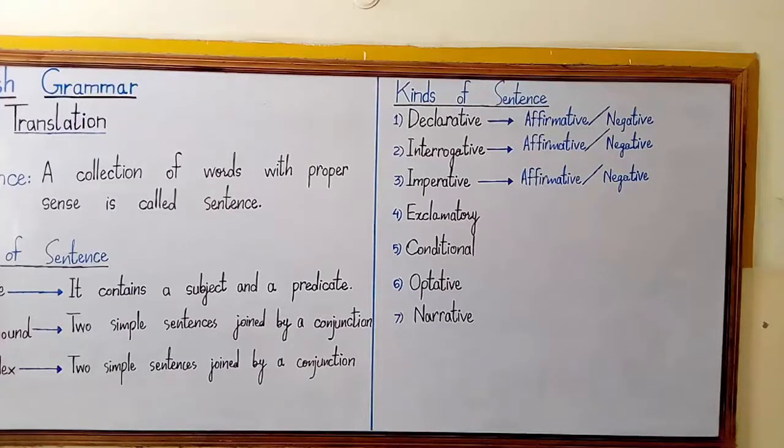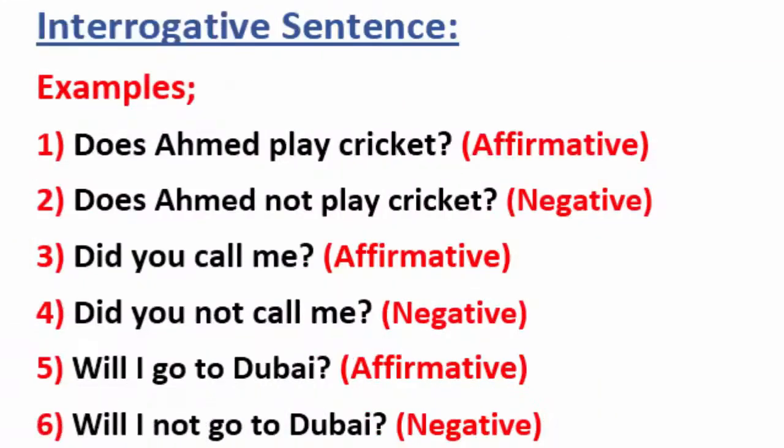An interrogative sentence can also be affirmative or negative. For example, example number 1, does Ahmad play cricket? This is affirmative interrogative sentence. Example number 2, does Ahmad not play cricket? This is negative interrogative sentence. In short, we may call it interro-negative sentence.